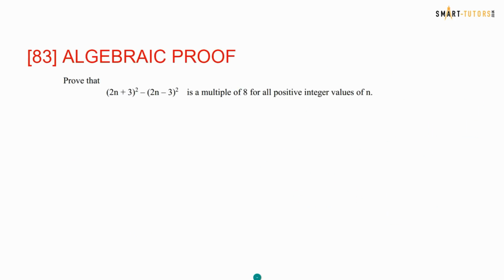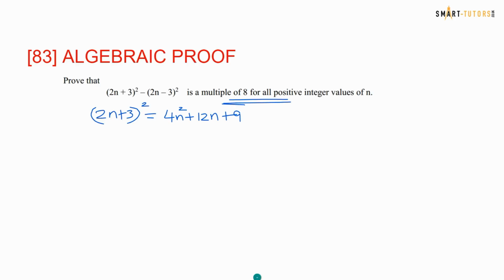And topic 83, algebraic proof. So algebra wise, you need to solve and find the final result and prove this is true. Say for example, this question is saying it is a multiple of 8. Multiple of 8 means in the final answer you have to factorize the 8 out. Let's do this one. So (2n plus 3) whole thing squared, which is 2n squared is 4n squared, plus 2n times 3 is 6n, double is 12n, and plus 9.